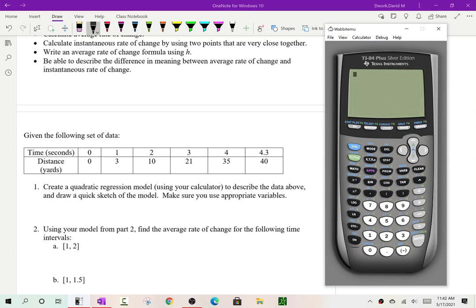And now we're going to go back to the stat button. We're going to go back into here. And now that our data's in, we're done in the edit screen. We need to go to calculate. So we're going to press the right arrow. And now in here, this is where we're going to choose our regression.